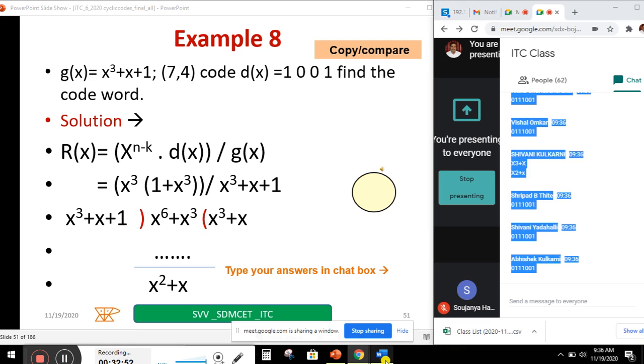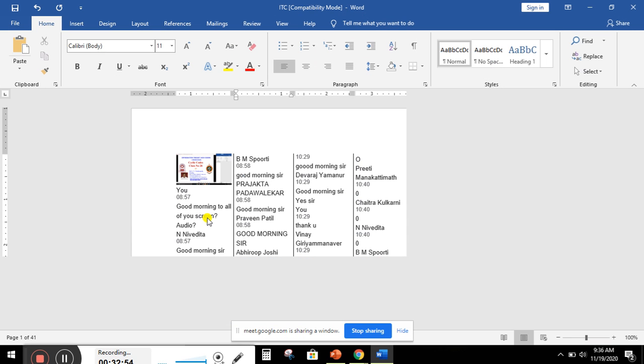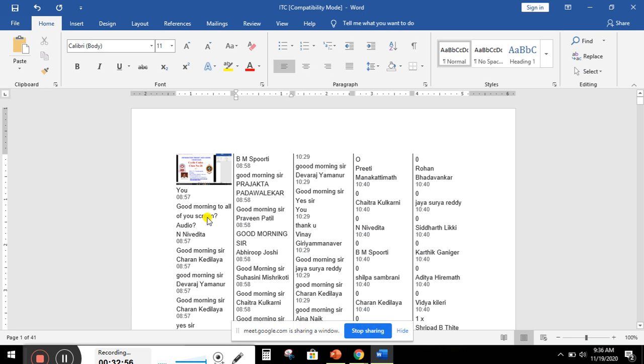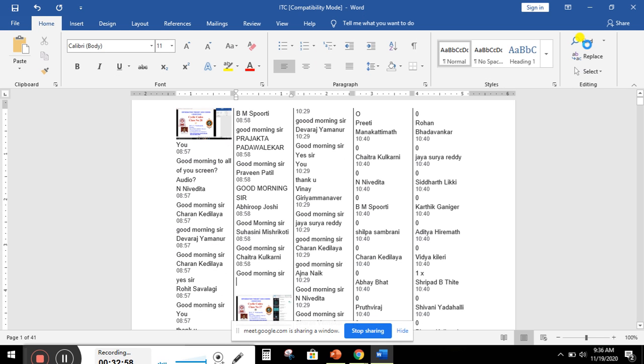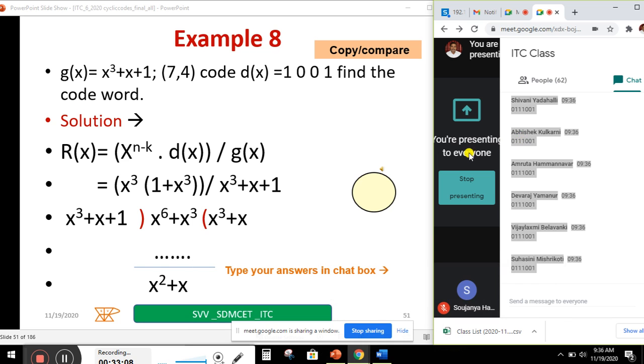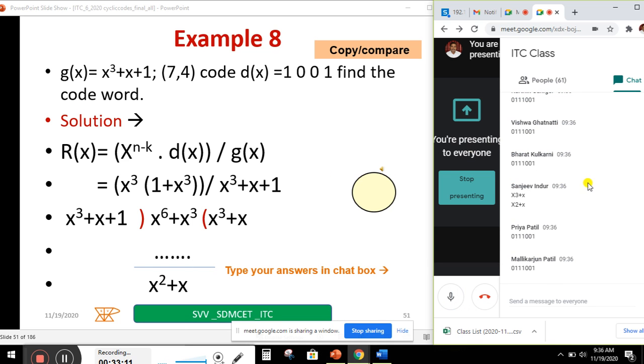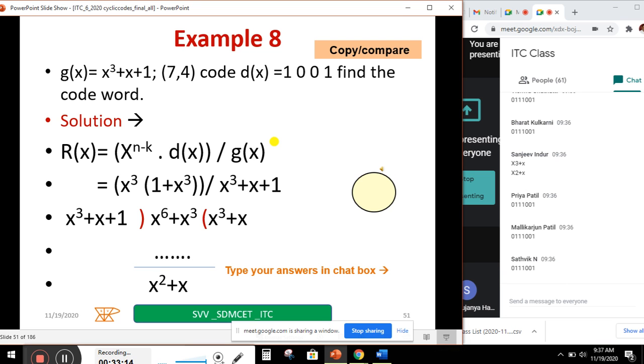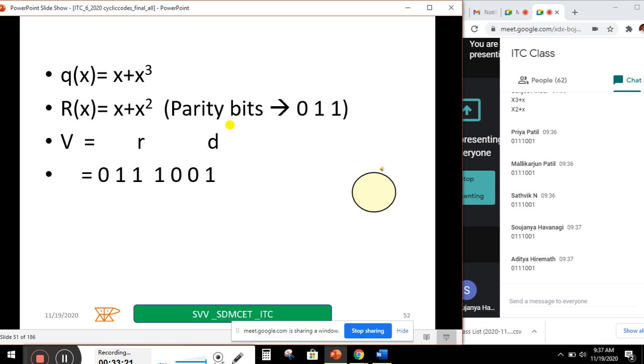And let me copy the content of your chat. Sometimes it will disconnect, and I may lose all the information. A lot of chat information I lost because I lost the connection. Mallikarjun Patil, all are getting the same answer. Satvik Yen, somebody has typed after a long gap. So Janya, Aditya Hiremat, and C.